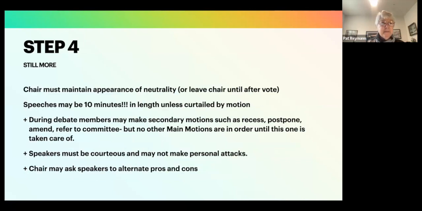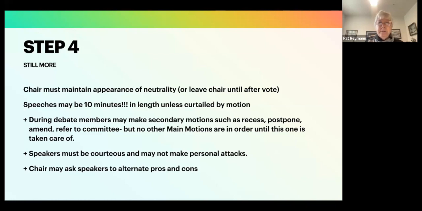Right. And a few more. The chair must maintain the appearance of neutrality. That is, the chair should not be jumping in with, oh yeah, you're right, that's a good idea. Yes. The chair needs to be neutral and just be directing traffic and let the group make the decision.